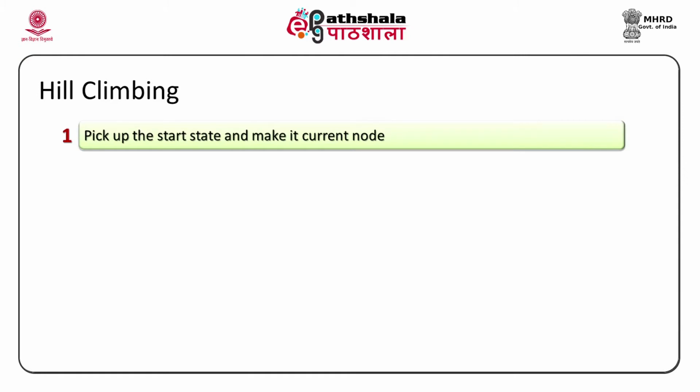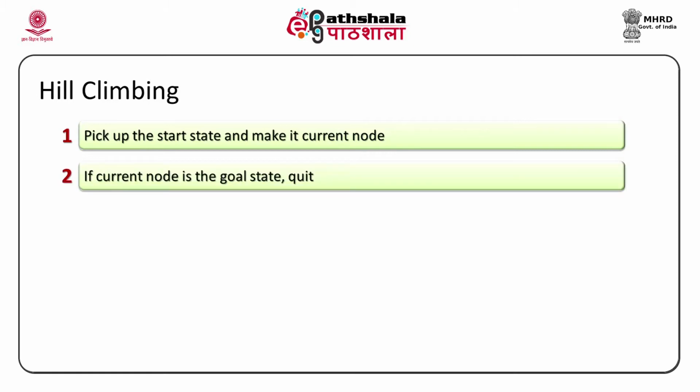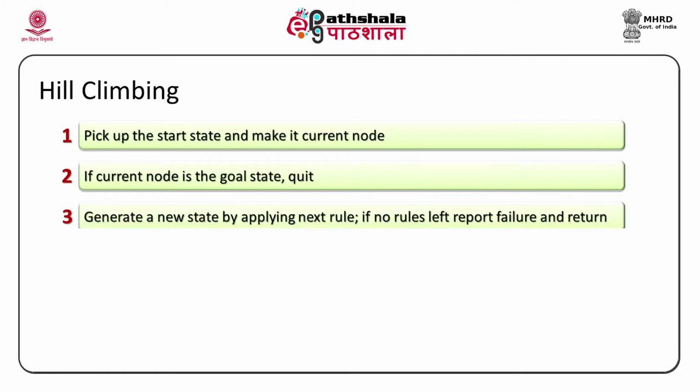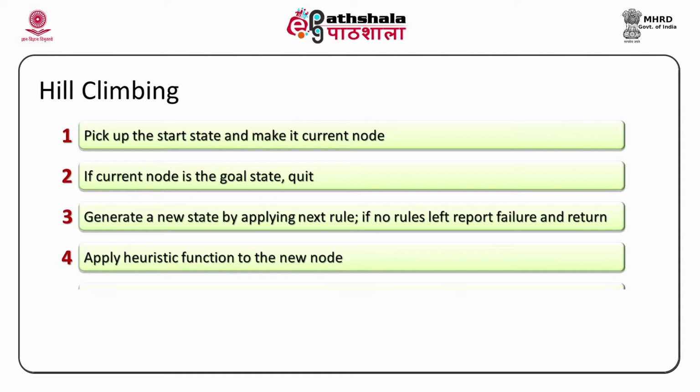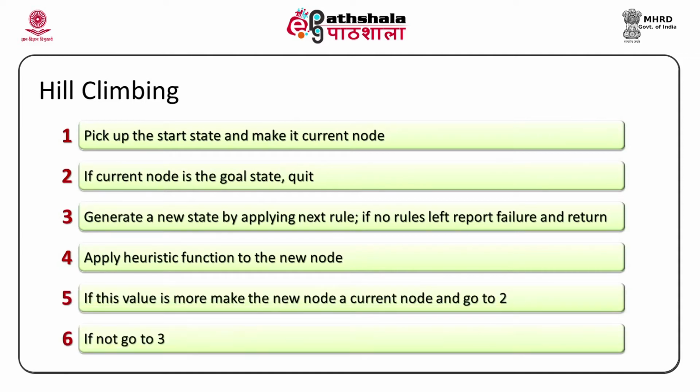So the algorithm is shown on the screen. Pick up the start node and make it the current node. If it's the goal, great, you don't need to do anything. If it is not, fine, go further. Look at all possible rules to be applied. Apply the first rule. If it is better, go to that node. Otherwise, generate a new state by applying the next rule. If there are no rules left and from this particular state no rules are possible, you can't go further. It is a dead end. Say cannot move. Apply the heuristic function, see which one is better.